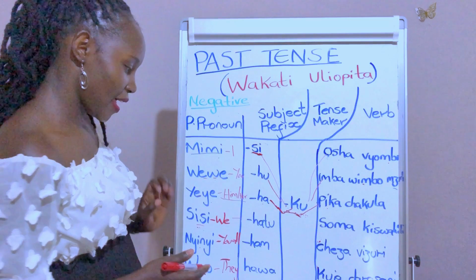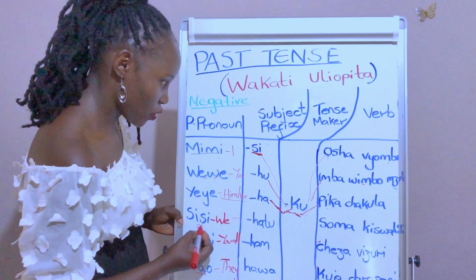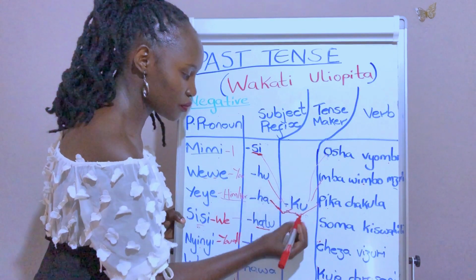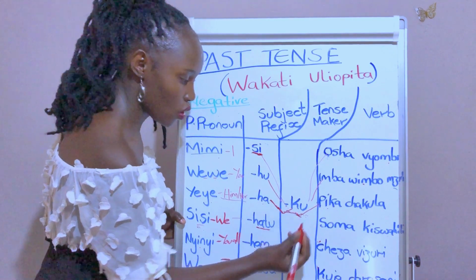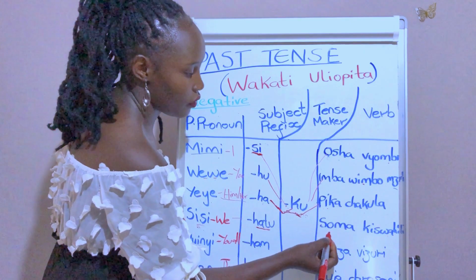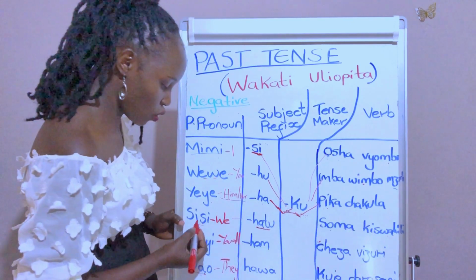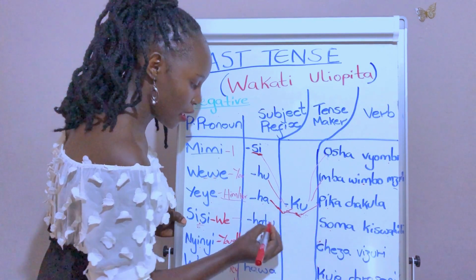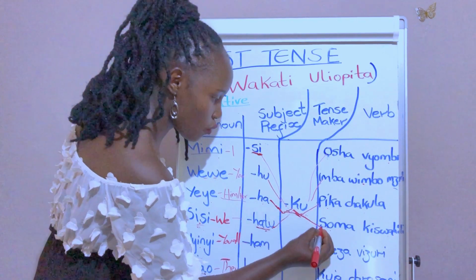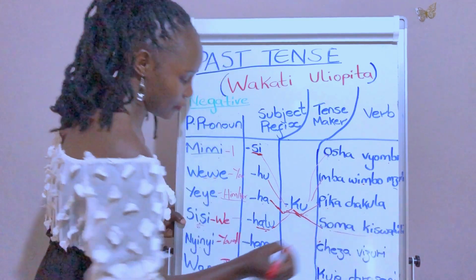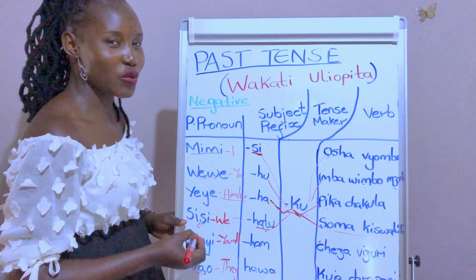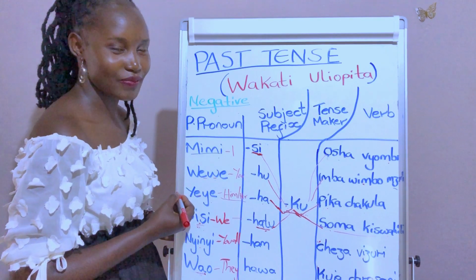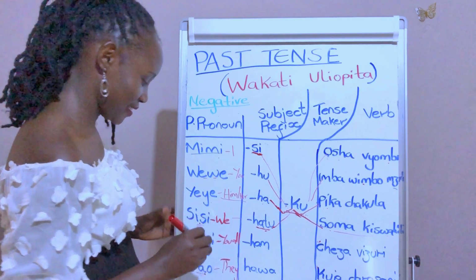Next sentence, sisi, personal pronoun, subject prefix, we have hatu. And then the tense marker remains ku. Then our verb we have soma Kiswahili. So we say, sisi hatukusoma Kiswahili. We didn't learn Swahili. Simple as that.